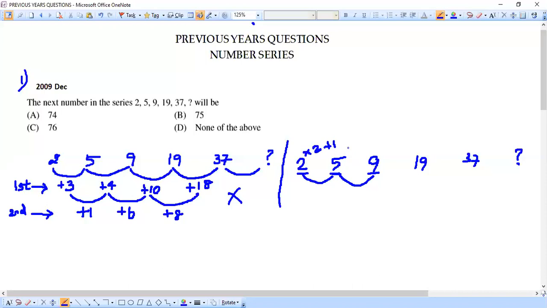5 twos are 10, because that is what is nearest to my next term, which is 9. But I'm getting 5 twos are 10. So for that, what I can do is, think of 5 twos are 10. From there, if I do minus 1, I will very well get this 9.